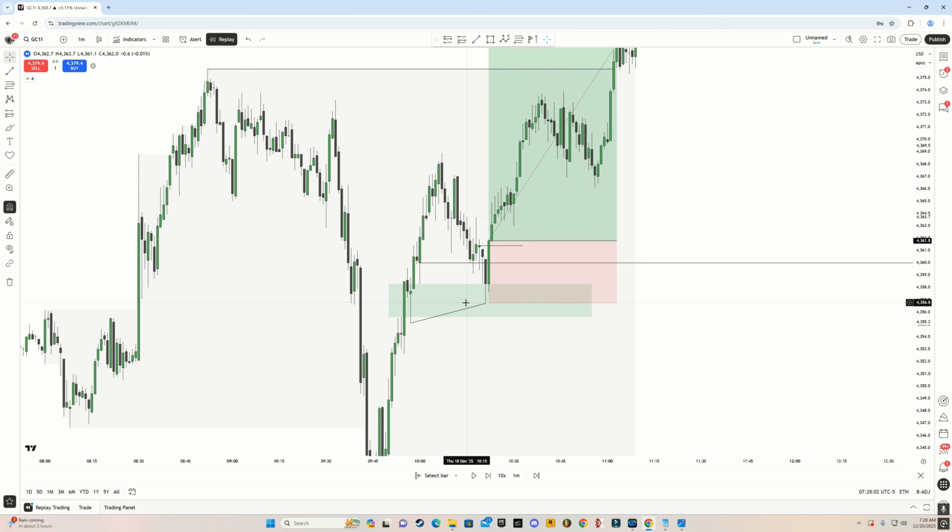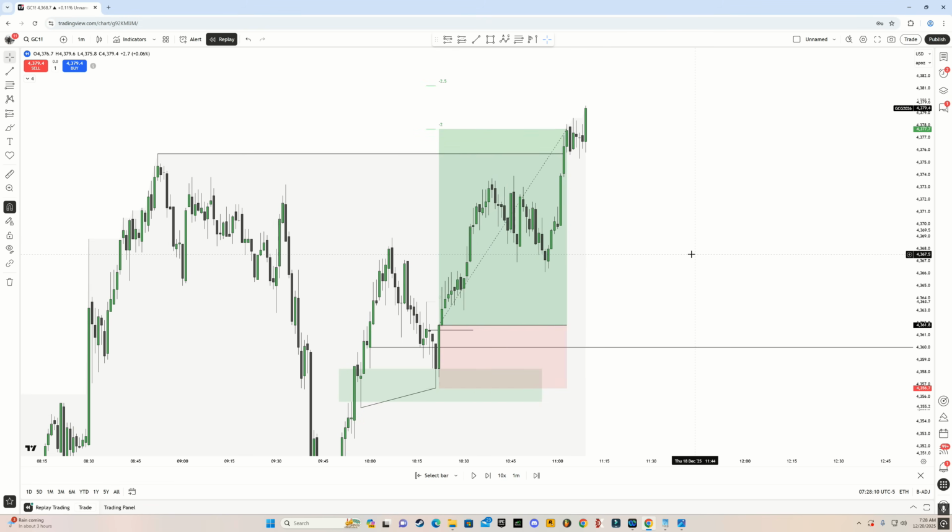So 5-minute fair value gap, mark out the opening price, dips below it, goes into the 5-minute fair value gap. We have SMT on the 1 minute with silver, we get change in a state of delivery, and that was absolutely beautiful distribution to the upside. Let's move on to the next example.